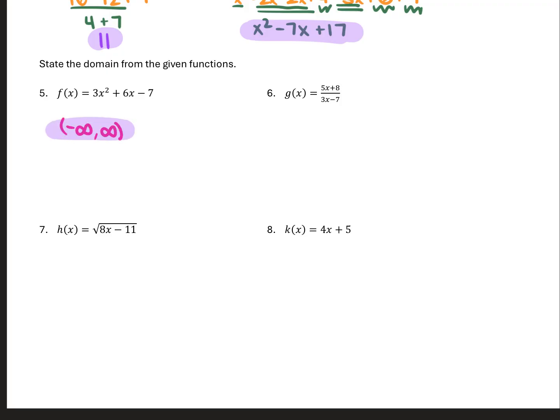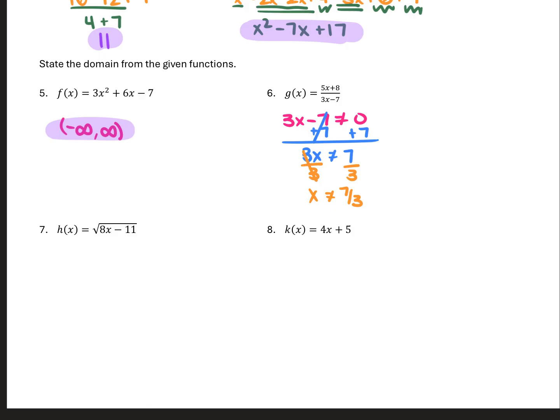For number 6, you're given g of x is equal to 5x plus 8 over 3x minus 7. You have a fraction with this one, so we said take the denominator, set it not equal to 0, and solve. So it doesn't matter what's on the top. That 5x plus 8 does not matter. The 3x minus 7, you're going to take that and set it not equal to 0. You're going to move that 7 over using addition. So we'll add it to both sides to get 3x is not equal to 7. And then to get x by itself, we're going to divide each side by that 3, and you'll have x is not equal to 7 over 3.